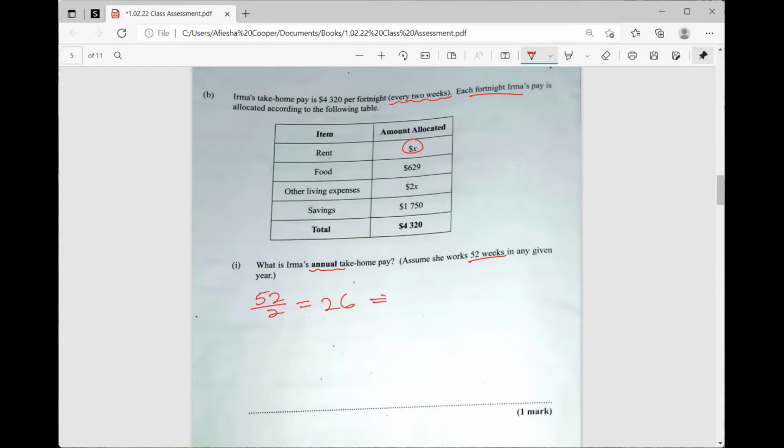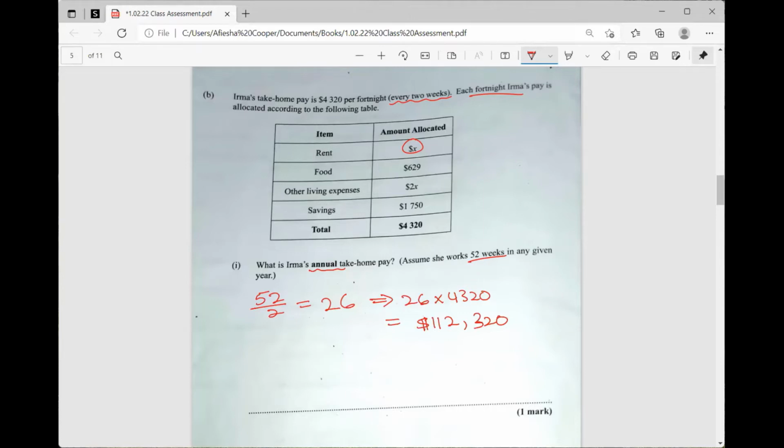So now I can say, well, 26 multiplied by 4,320 will give me $112,320. $112,320 is her annual take-home pay. Any questions?